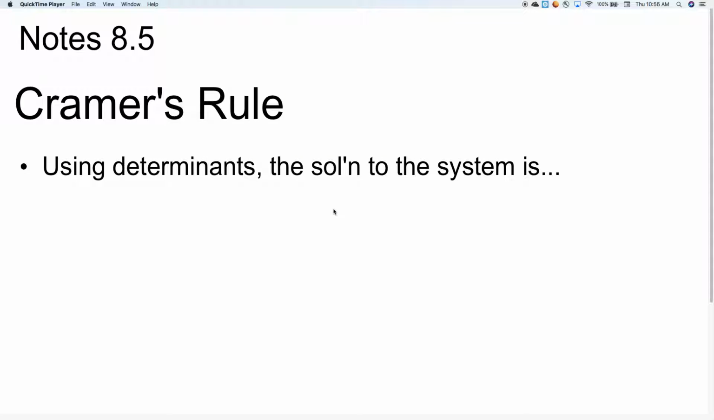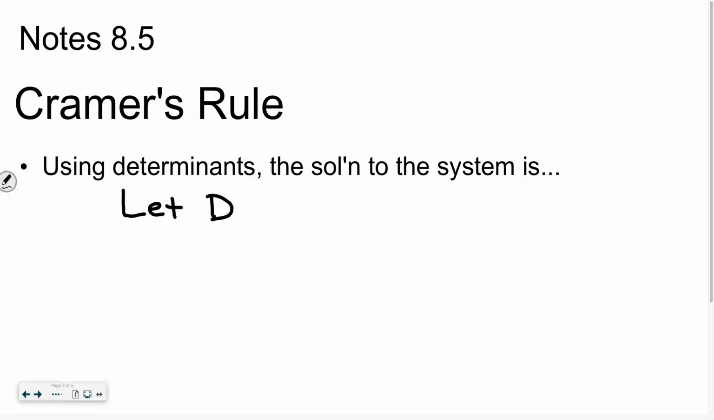Talk about Cramer's rule, which uses the other thing we've learned about matrices, which is determinants. Before I get into this statement, using determinants, the solution to the system is, I'm going to make a statement here that says, let D equal the determinant of the coefficient matrix.